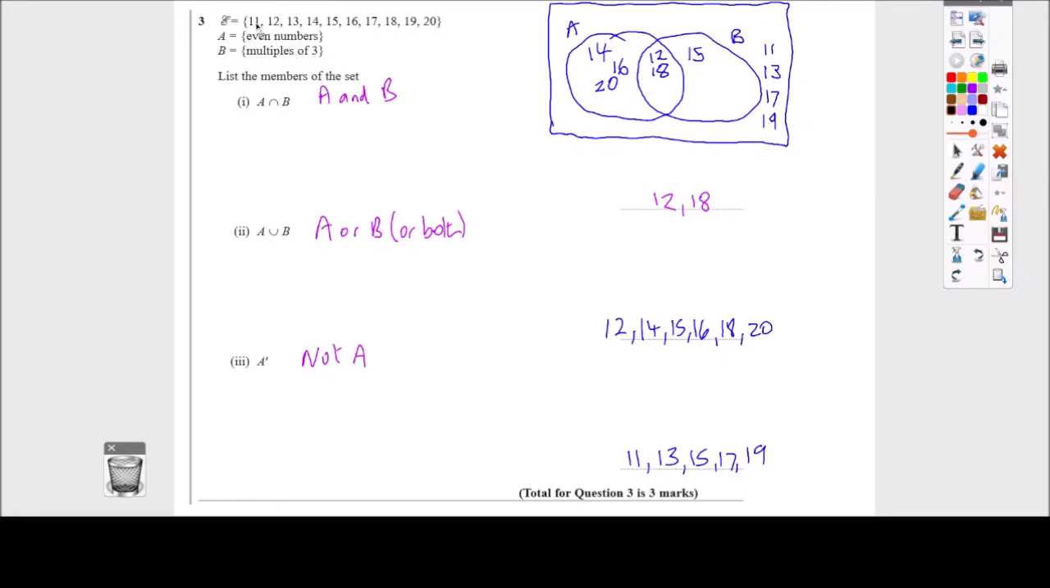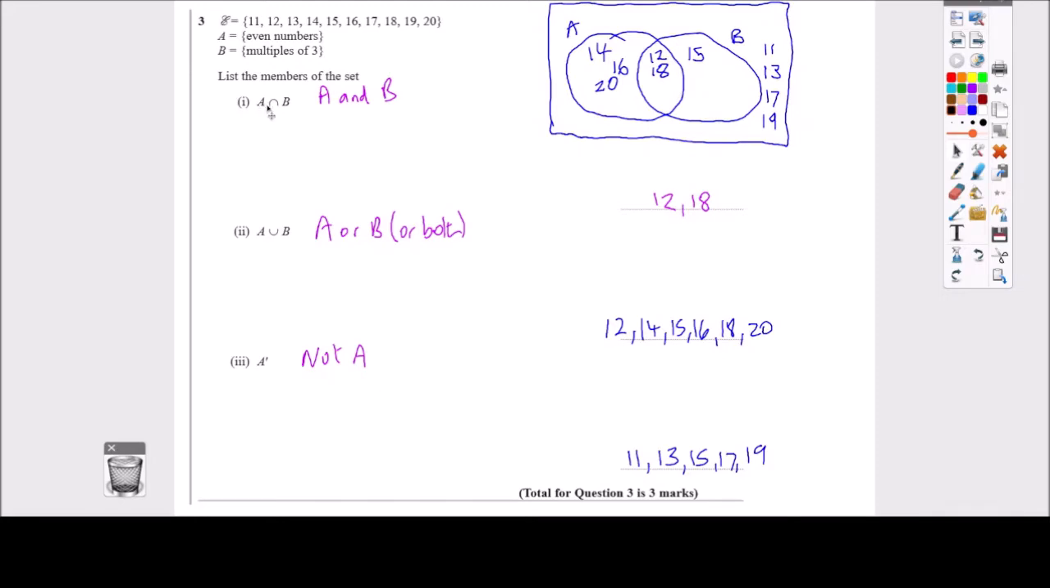So working through the list, 11 is neither, so that's on the outside. 12 is both even and a multiple of 3, so it's gone in the middle. 13's neither, on the outside. 14 is even only. 15 is a multiple of 3 only. 16's even. 17's neither. 18 is both. It's an even number and a multiple of 3. 19's on the outside. It's neither. 20 is even. So I'm going to use this Venn diagram to answer all three parts of the question.